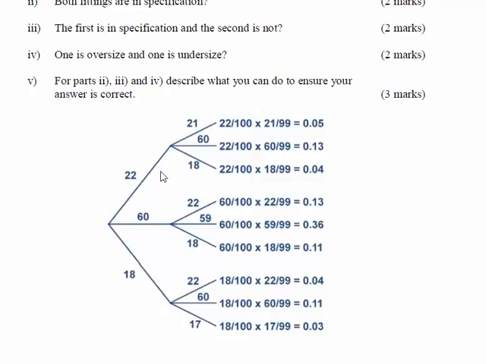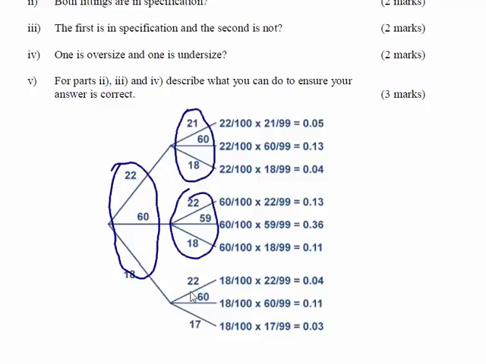What we must be sure of is that these three numbers here add up to 100, and each of these three numbers add up to 99. Which if you check you'll see that they do. And the other thing we can check is that if we add all of these numbers up here, they should all add up to 1.